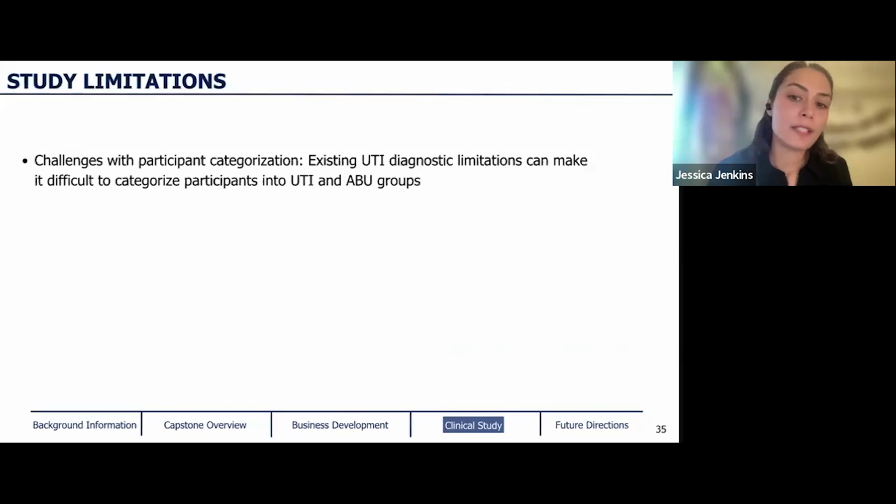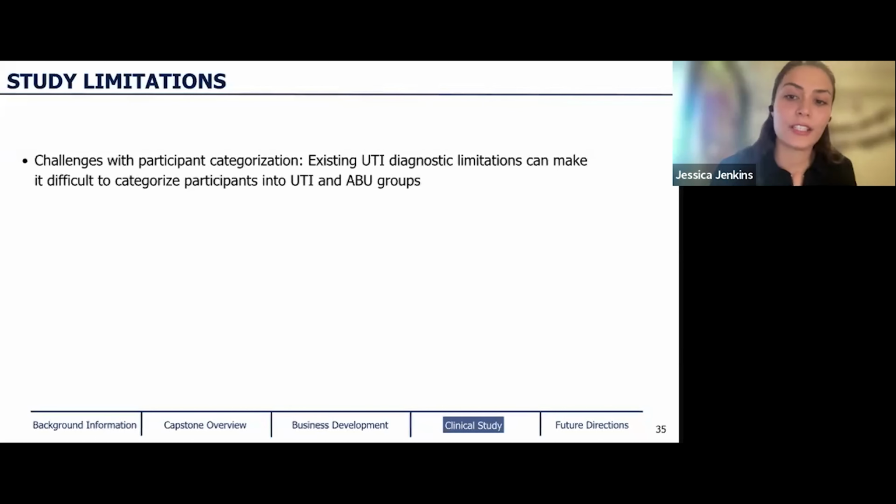Another study limitation is regarding participant categorization. Given the challenges with UTI diagnosis, which we mentioned earlier, it is possible that some patients might have been placed in the wrong study category. While it is difficult to mitigate this error completely, participants in the study did not have impairments in communication or sensation, therefore we expect that they were able to describe their symptoms adequately.